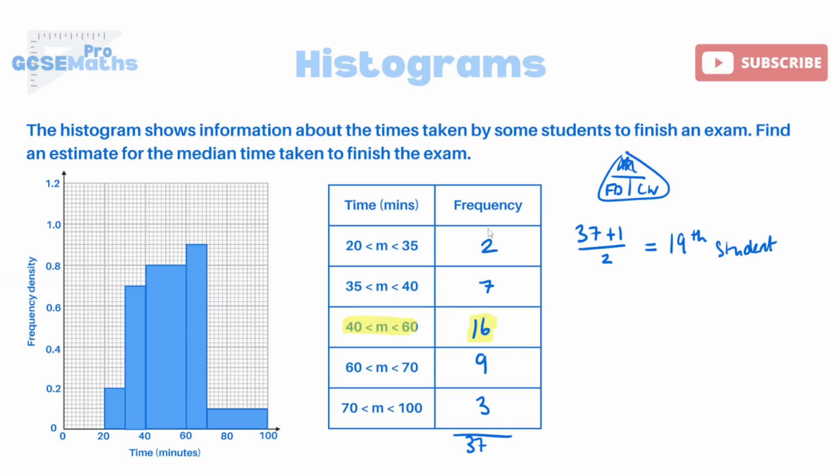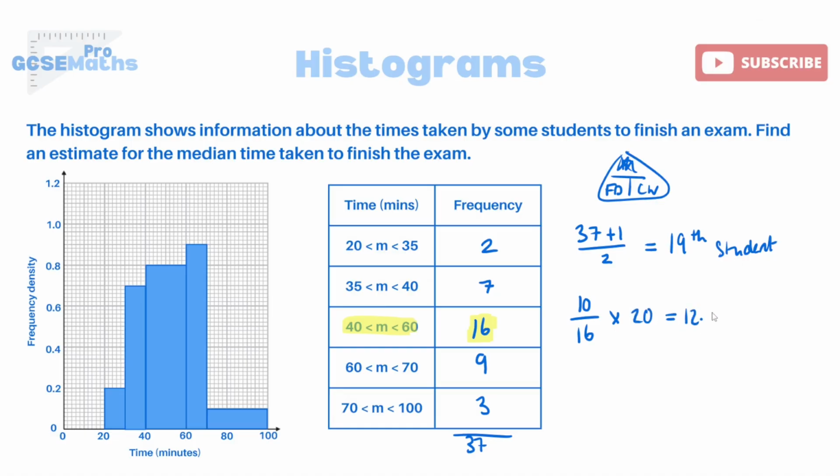So now I need to figure out, well, how far into this category is the 19th student? We just said that we've got 9 people in the other 2 rows before. So if you take away 9, that's 10 students left, isn't it, that are into this row. So our 19th student is technically the 10th student out of 16 in that particular row. Then we just multiply that by the class width, which happens to be 20, and that gives you 12.5.